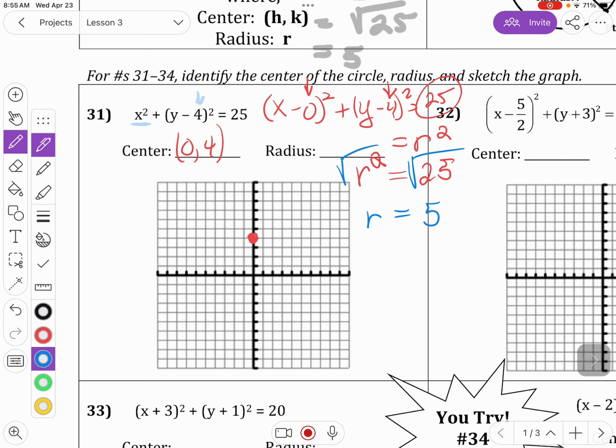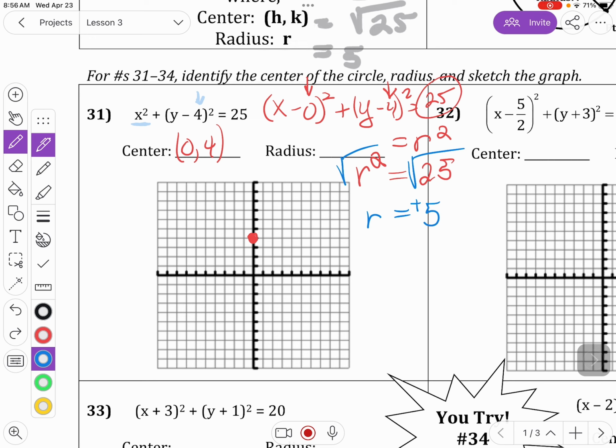Of course, if you're a good algebra student, you know this must be plus or minus 5, but it doesn't make sense to say that the radius, which is a distance from the center to this circle, would be negative. That doesn't make any sense. So it's positive 5. Okay, so let's plot this.